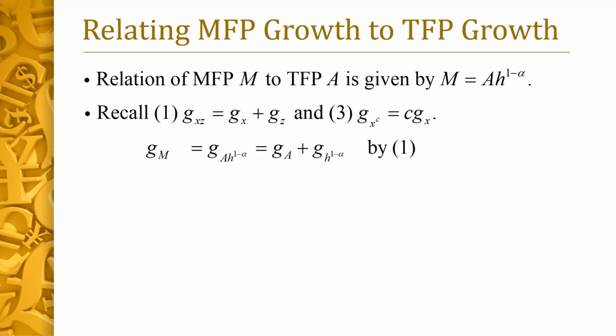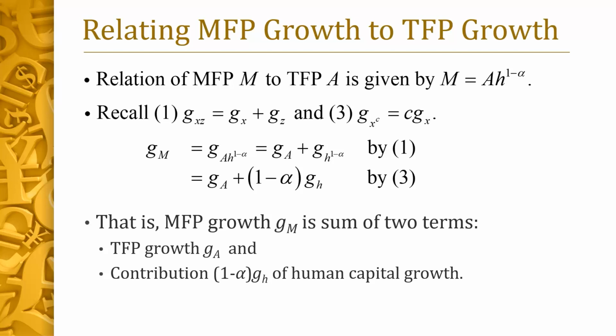Applying rule 1, the growth rate gm of MFP M can be written as the sum of the growth rate ga of TFP A and the growth rate of human capital H raised to the power 1 minus alpha. Next, we apply rule 3 to write that last growth rate as the product of 1 minus alpha and the growth rate gh of human capital. We have shown that multifactor productivity growth gm equals the sum of total factor productivity growth ga and the contribution 1 minus alpha times gh of human capital growth.